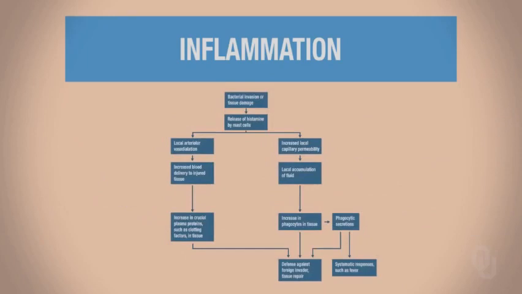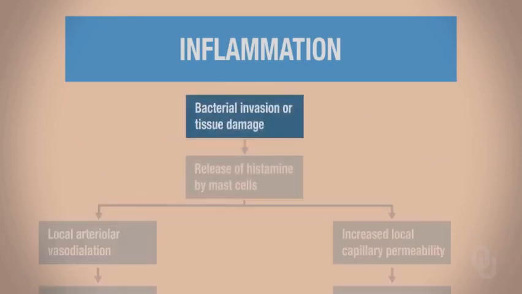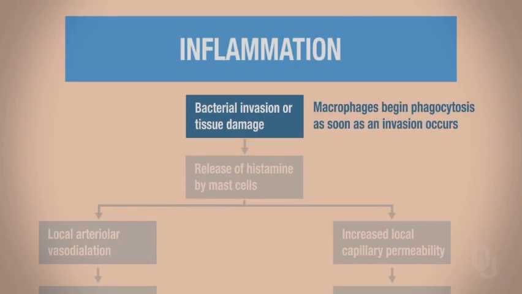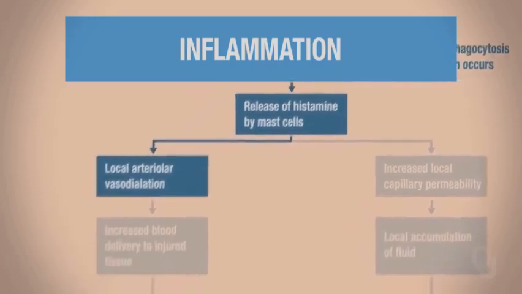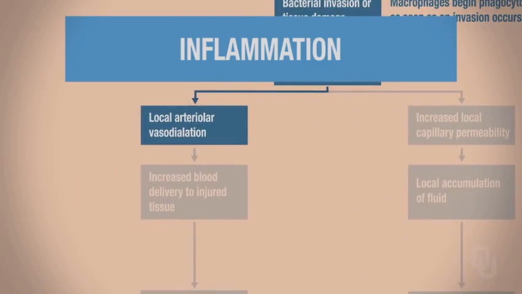So let's take a look at this flow chart. The leukocyte that automatically will start phagocytosing as soon as invaders enter into that wound are your macrophages. So those macrophages are there and they immediately start attacking foreign invaders that enter the wound. The bacterial invasion itself and the tissue damage as well can cause the mast cells to release histamine. Histamine then, we know, causes vasodilation. So when an arteriole vasodilates, that means you have less resistance, right? And therefore more blood flow to the injured area.